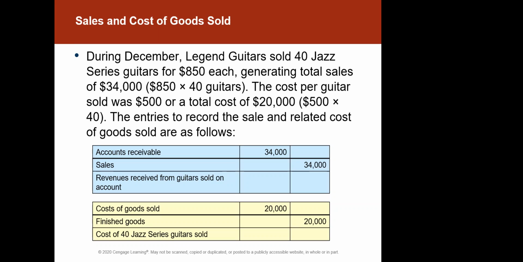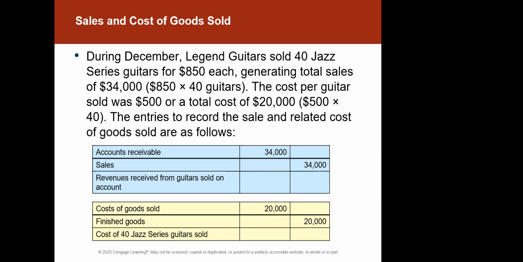You remember when we sell stuff that there's always these two different entries. One is to show how much money we got for it. So our accounts receivable, money owed to us, goes up by $34,000, and our sales revenue goes up by $34,000. That's the $850 that we sold them for times 40 each. The second entry is our cost entry, which shows our expense, cost of goods sold, increasing by $20,000, and then our finished goods inventory going down by that same amount, $20,000.